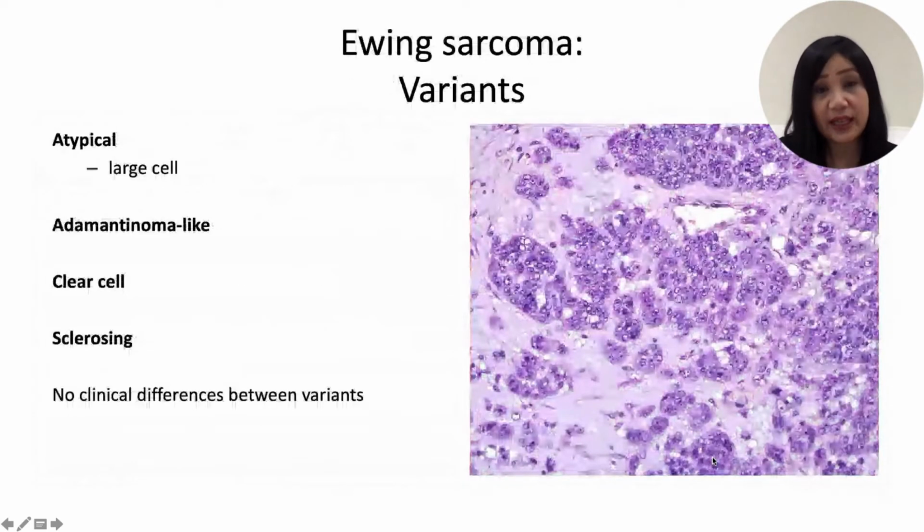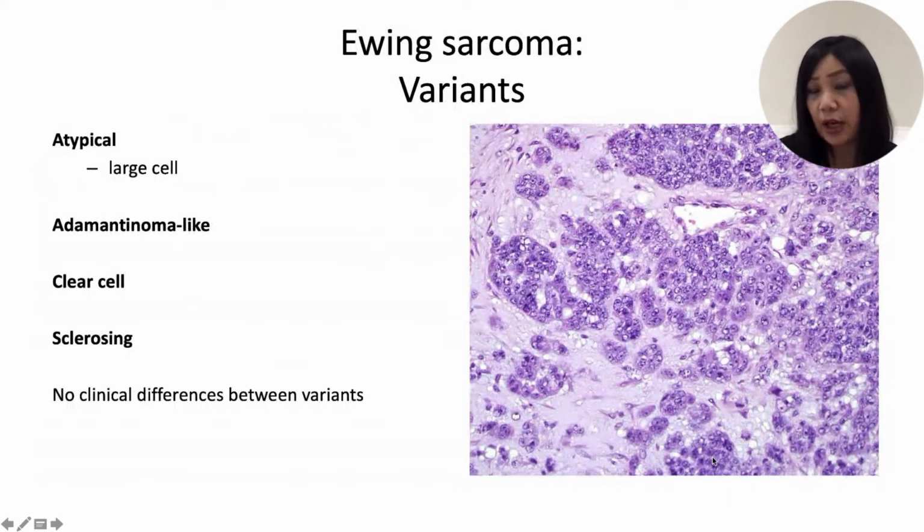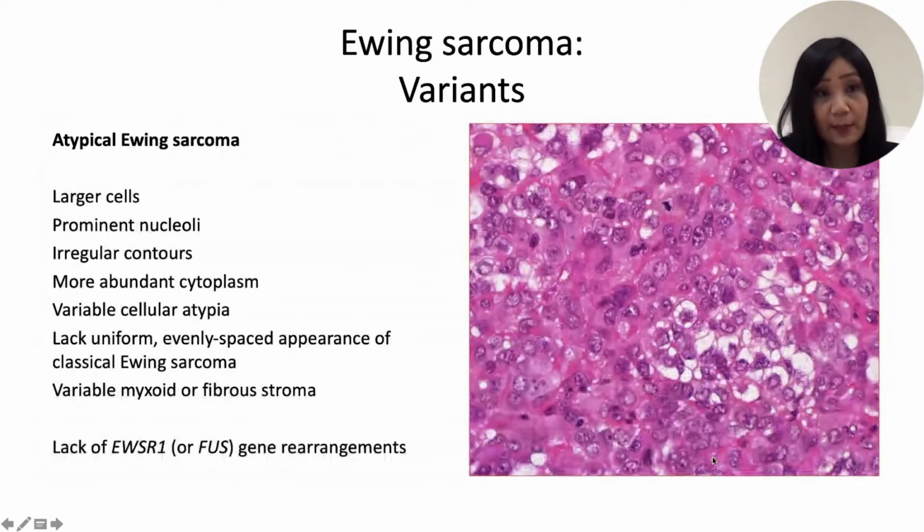So let's consider briefly Ewing sarcoma variants. So there is atypical Ewing sarcoma in which the cells are generally larger, and we'll discuss that next, and then adamantinoma-like, clear cell-like, and sclerosing. And there are not thought to be any significant clinical differences between these variants. So the concept of atypical Ewing sarcoma has referred to patients who have round cell tumours occurring in a similar clinical context to Ewing sarcoma, but with tumours that morphologically show slightly different features.